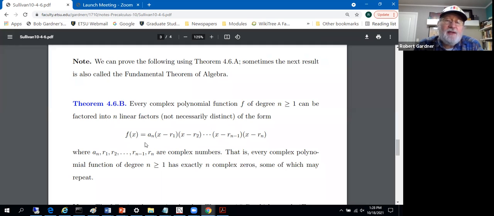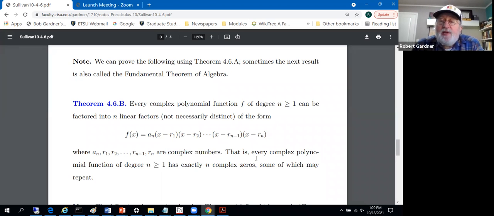Something of the form f of x equals a sub n times x minus r1 times x minus r2, and so on, up through x minus r sub n, where a sub n and all these subscripted r's are complex numbers. The coefficients are complex and the roots are complex. Now, when I say complex number, the complex numbers include the real numbers. So these r's could be complex numbers, including the fact that they could be real numbers. And the examples we'll see will involve some real numbers and some non-real complex numbers.